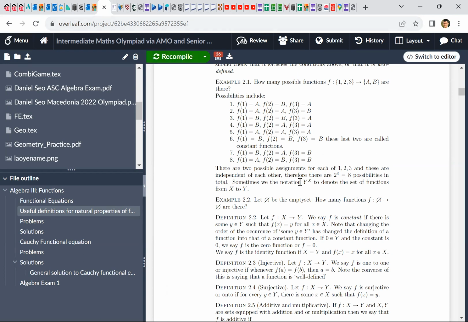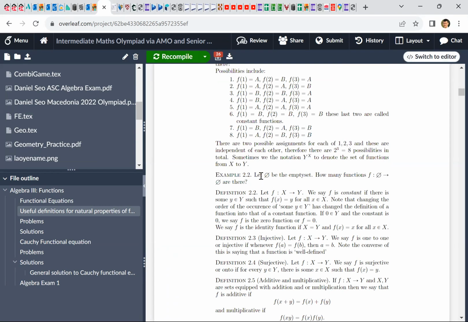Okay, so Liam, is there a function from the empty set or not? There shouldn't be because there's no values you can enter if a set is empty. There's no values in the empty set, so there can't be a function from the empty set to the empty set.